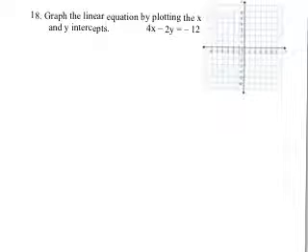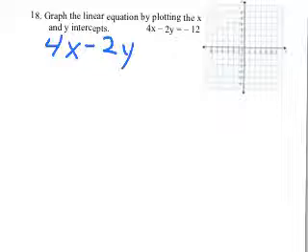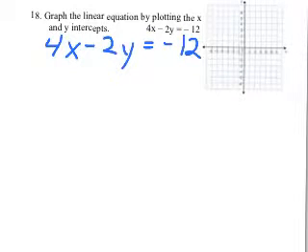Number 18, graph the linear equation by plotting the x and y intercepts. Okay, so we got to find the x and y intercepts. Hopefully you remember how to do that. So we can find the y-intercept by putting 0 in for x. So we've got 4x minus 2y equals a negative 12. So when x is 0, x is 0 all along here. So somewhere along here is the y-intercept for this equation.